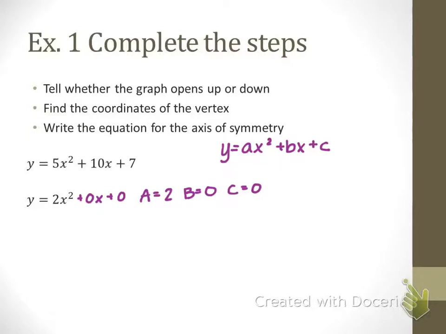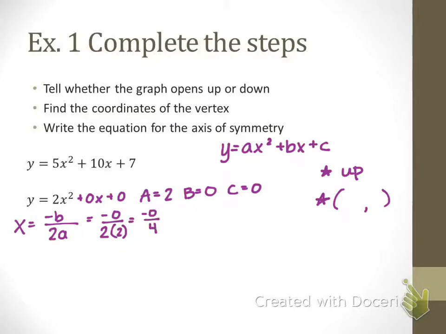Okay, Katie, is my graph going to open up or down? Up. How do you know that? Because it's a positive a. 2 is positive. Now, I've got to find my vertex, which is x comma y. What is the formula to find the vertex? X equals negative b over 2a. Perfect. So let's plug it in. I'm going to have negative 0 over 2 times 2. Negative 0 over 4. What is anything with a numerator of 0? 0. So my x value is 0.